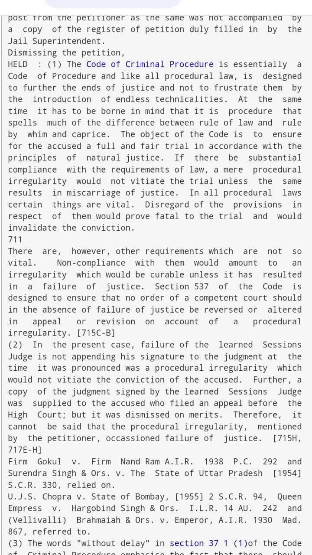Breaking it down step by step. 1. Purpose of the Code of Criminal Procedure. The Code of Criminal Procedure is a set of rules that the courts follow during trials. This code isn't just for following steps. It's there to make sure trials are fair and that justice is served.